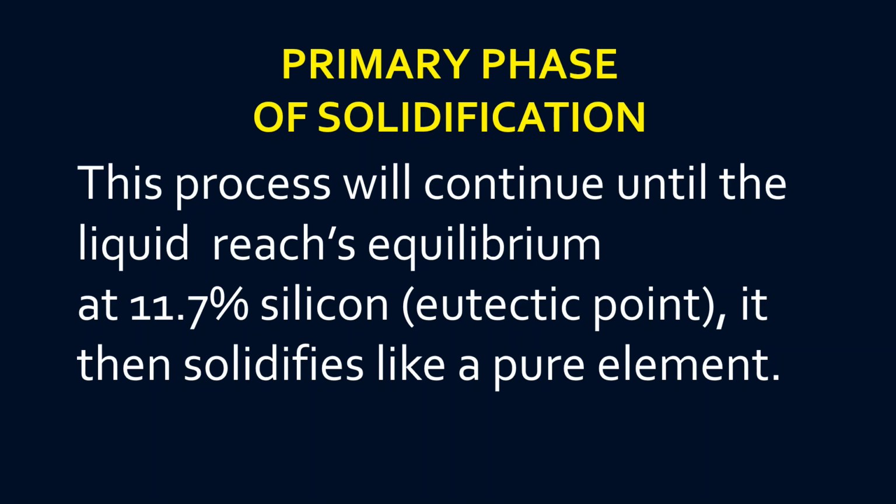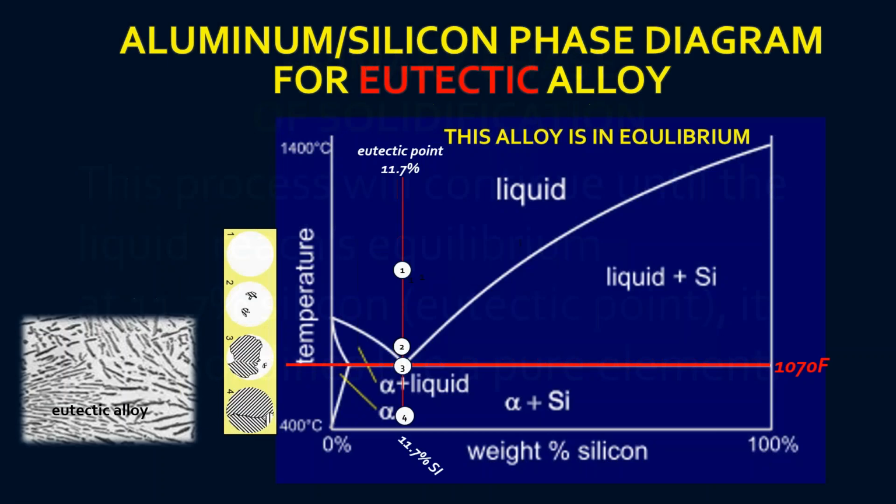And then at that point, it solidifies like a pure element. Now here's a slide that looks like there's too much in it. But on the left here, you see these are different phases of solidification. So it's poured into the mold here, and as soon as it's poured, it starts losing its temperature. It gets down to this line here. This is 1,070 degrees, and at this point, this is eutectic, so there's 11.7. As soon as it gets to that 1,070, it solidifies as a pure element.